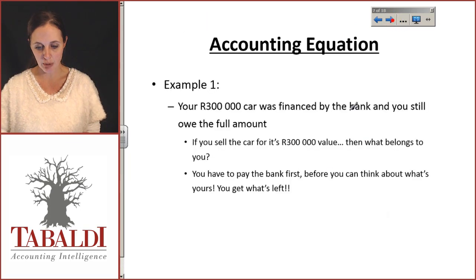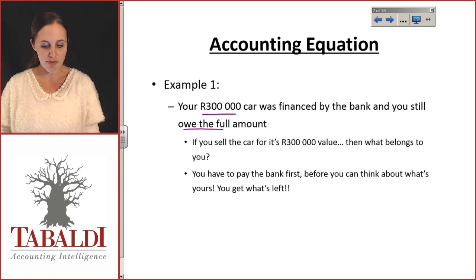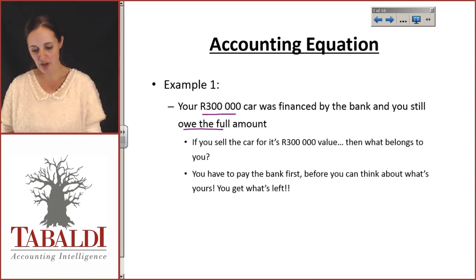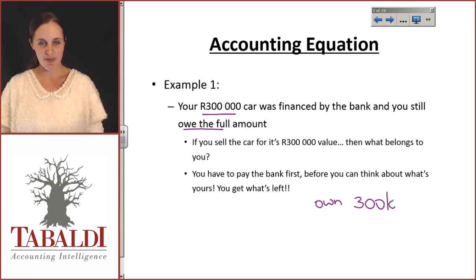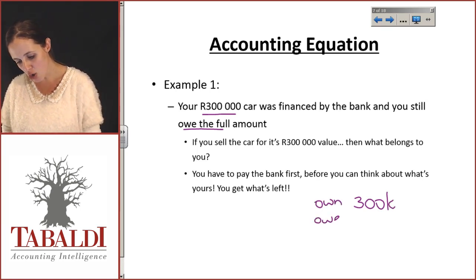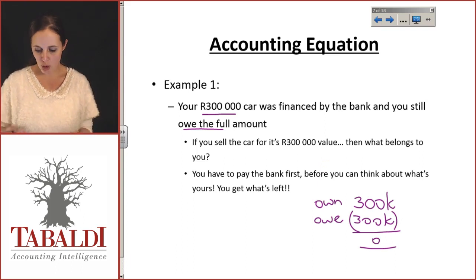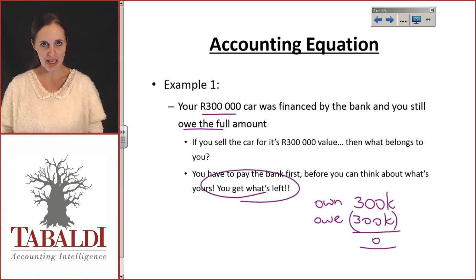Let's take a look at an example, very basic. You have a 300,000 Rand car that was financed by the bank and you still owe the full amount. You still owe 300,000 Rand. If you sell the car for its 300,000 Rand value, let's say you got lucky and you got 300,000, then when you take a look at what you own, it's something that's worth 300,000 Rand, but you owe 300,000 Rand on that as well, which means your net asset value is zero. So in terms of your equity or your net asset value, you've got nothing. You have to pay the bank first. You get what's left. Your net asset value is what's left.